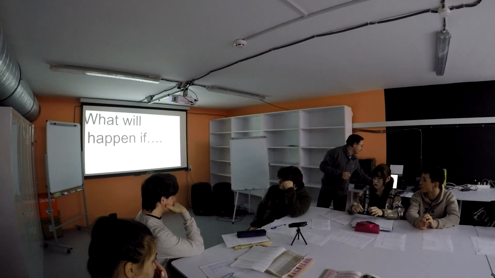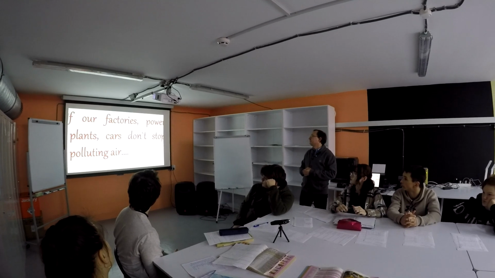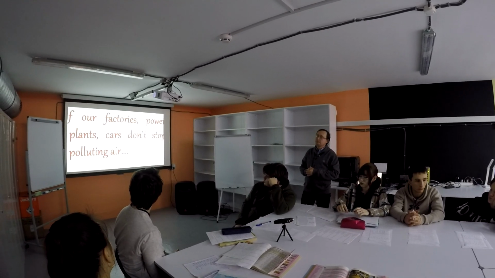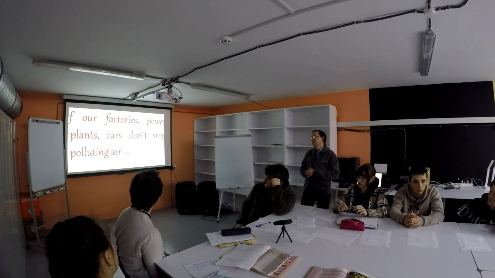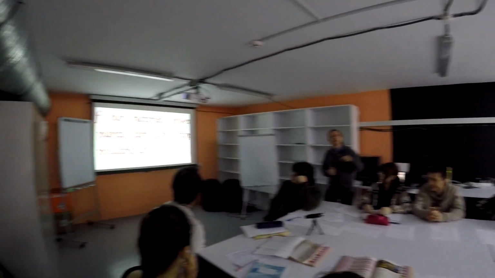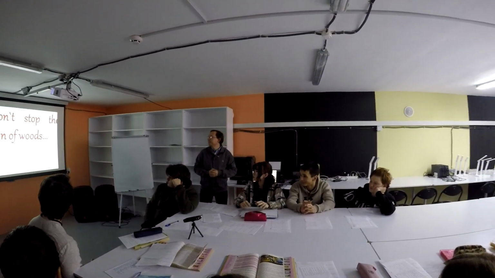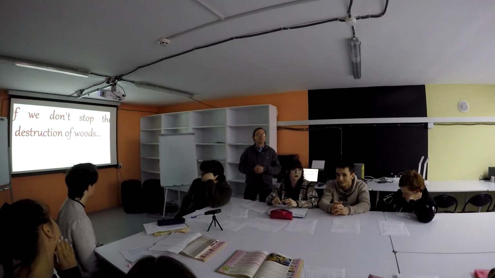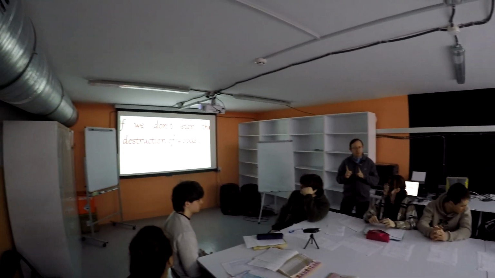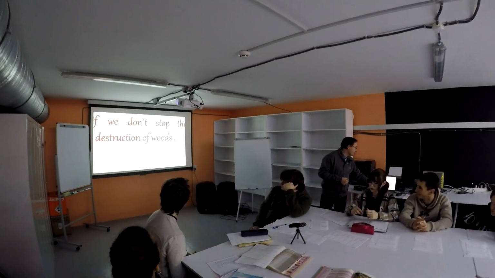What will happen if? Finish the sentence. Artyom, please. If our factories, power plants, cars don't stop polluting the air, the habitat of birds and animals will be destroyed. Okay. Vika Halushka? If we don't stop the destruction of forests, it will destroy many natural habitats of many species. Right, destroy the habitat for many species.